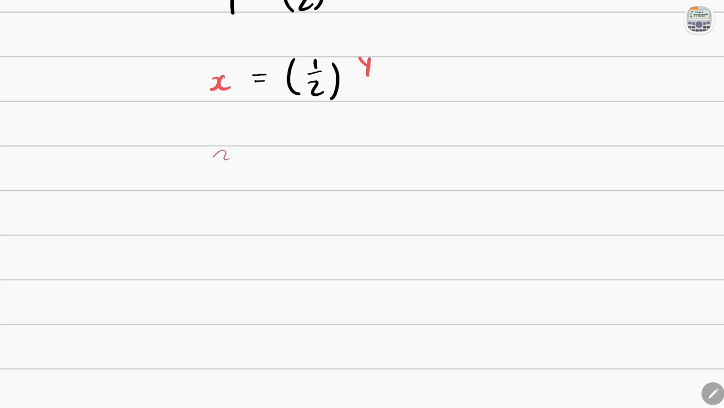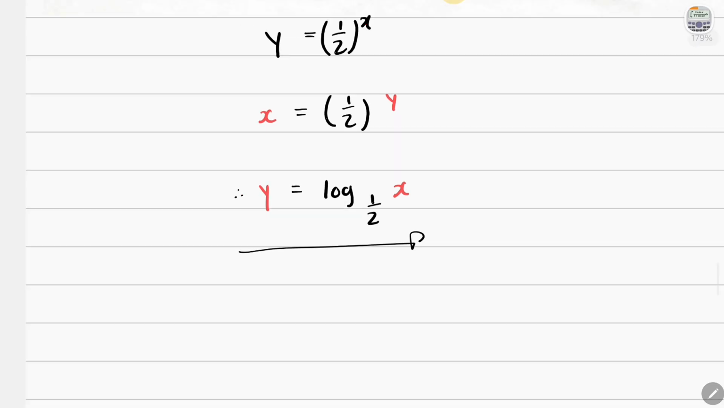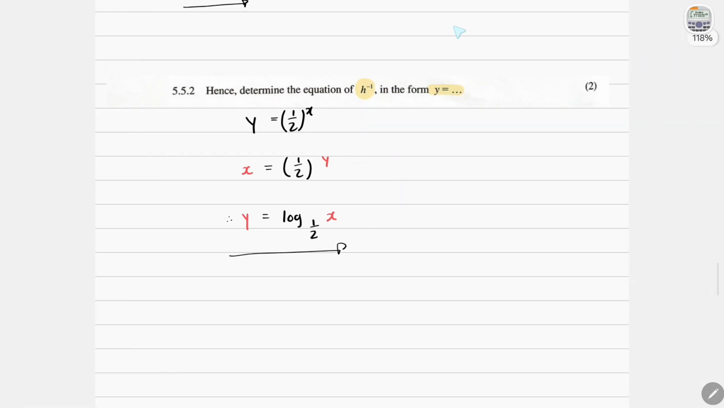And to make y the subject, we're going to use log. So we'll just say y is finally equal to log, and our base is 1 over 2, and then we'll put x. And that is our answer. Moving on to the next question.